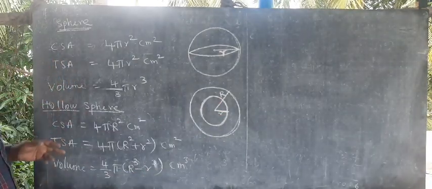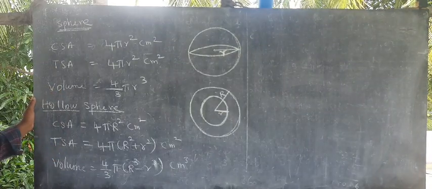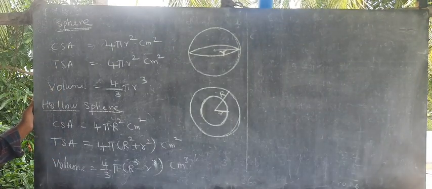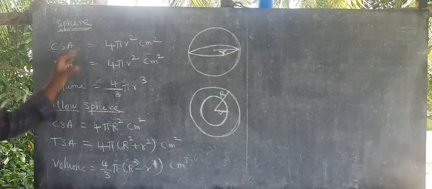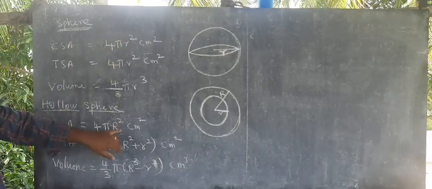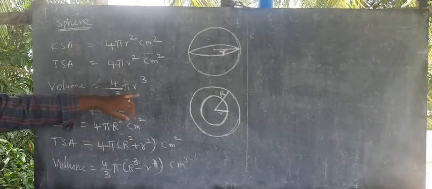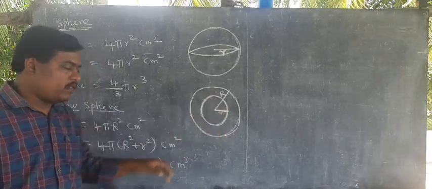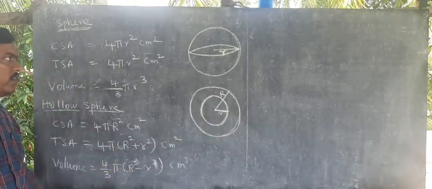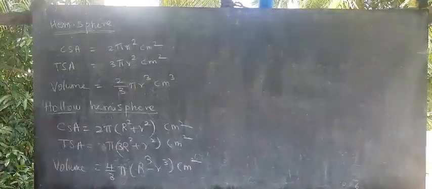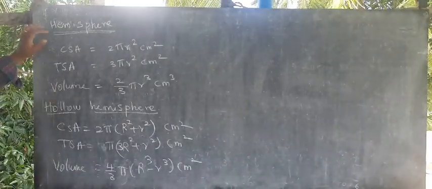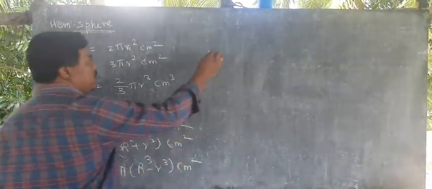So the formula for a sphere is 4 pi r square. The hollow sphere is the same thing, here small r, here capital R. That's all. TSA means the small one and the capital one, so R square plus r square. Like this we need to write the formula. Right? Listen, hemisphere.